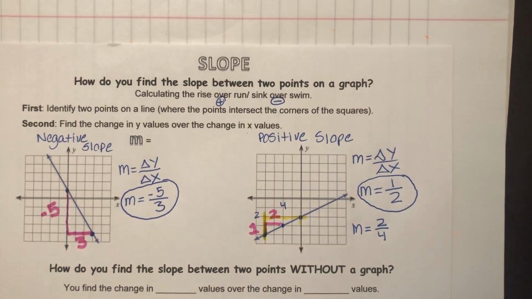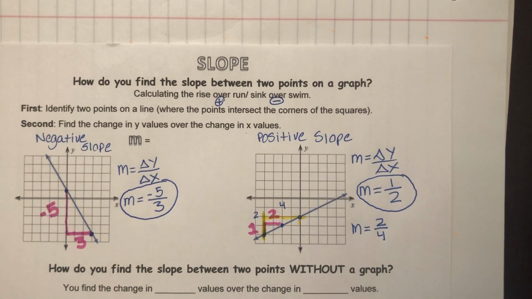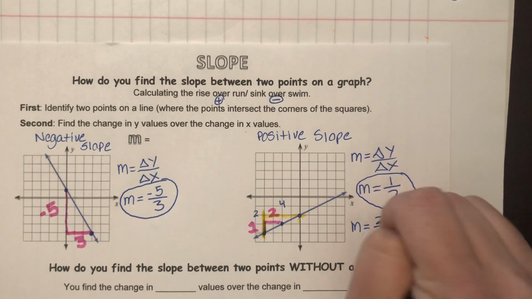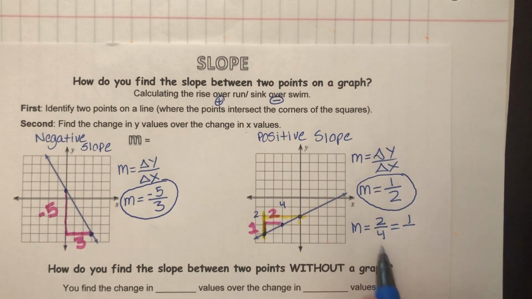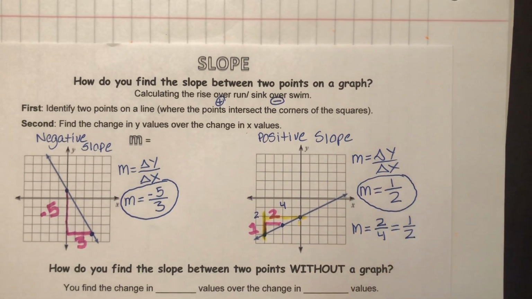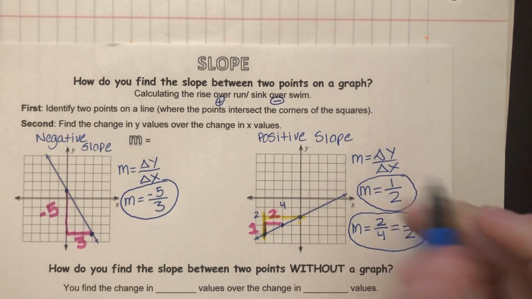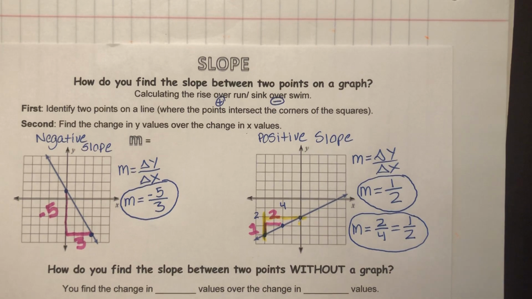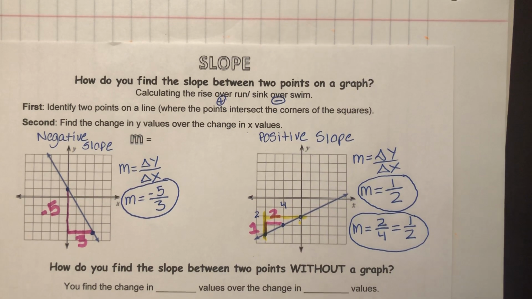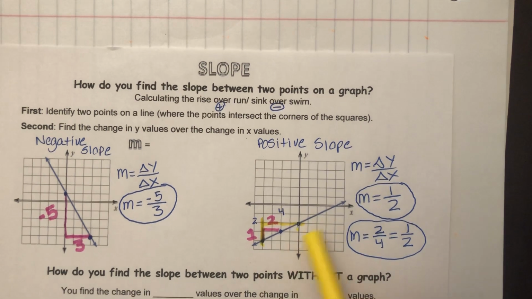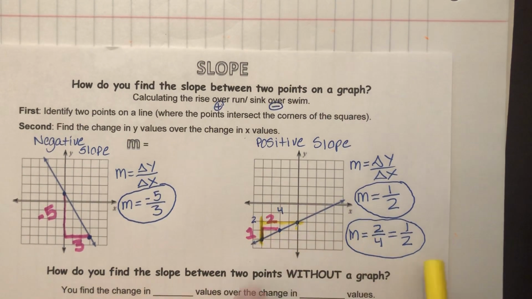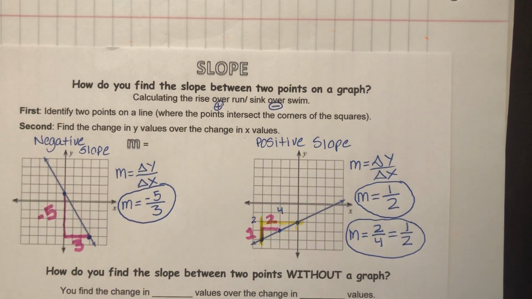I get 2 over 4, and that can be simplified. 2 goes into itself 1 time. 2 goes into 4 2 times. And it is the same. Our slope is the same. Just had to do some simplifying because those points were further away. So always double check and see if you need to simplify first. If the points are further away and there's points in between, that means you'll have to simplify.